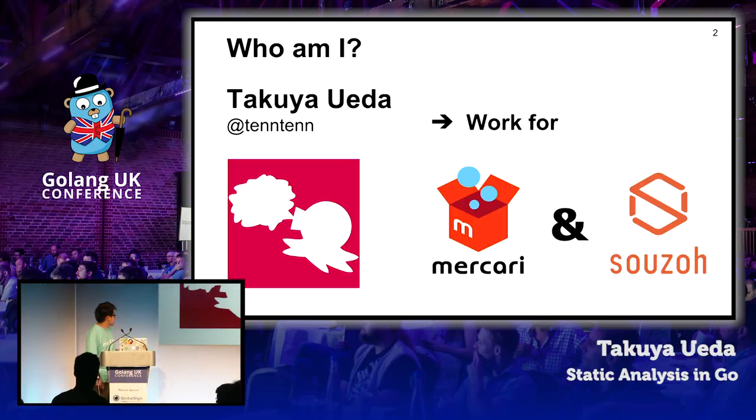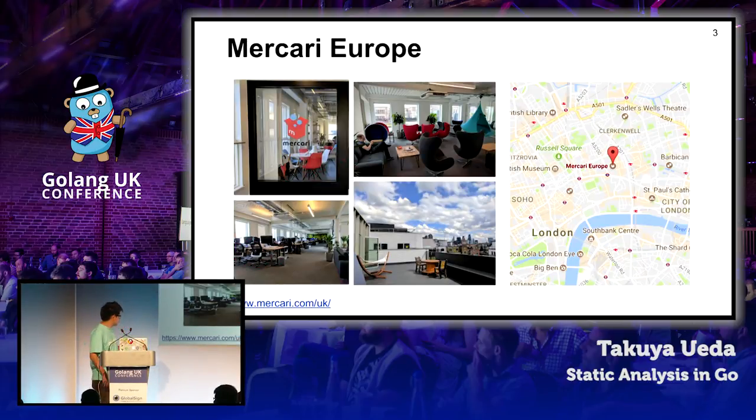I'm working for Mercari and Souzoh. I'm working in the Tokyo office, but we have 5 branches in Japan, US, and UK. The UK office is located in London. There are photos of our London office. Good photos. We adopt Go for some of our products. Our UK engineers also use Go, and of course, I use Go too. Actually, Go's static analysis, which is today's topic, is used for our products.